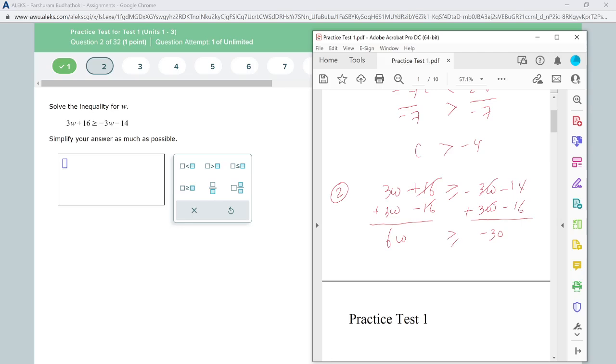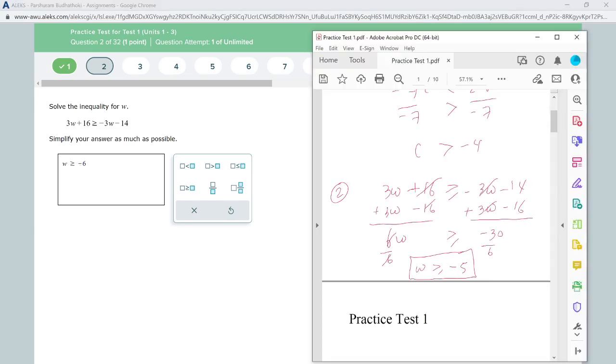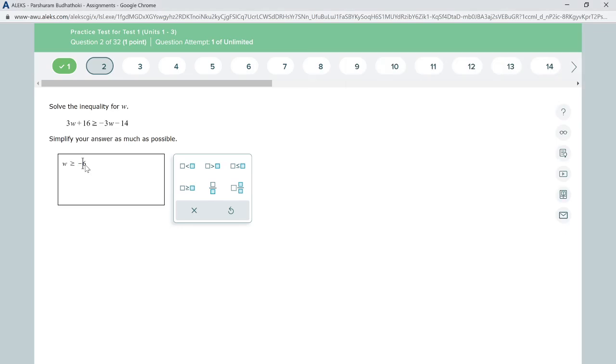So to find out the w, you just have to divide both sides by 6. So w is greater or equal to -5. So that's our answer. Simplify your answer as much as possible. This is the simplified form. The answer is w is greater or equal to -5, sorry, -5.